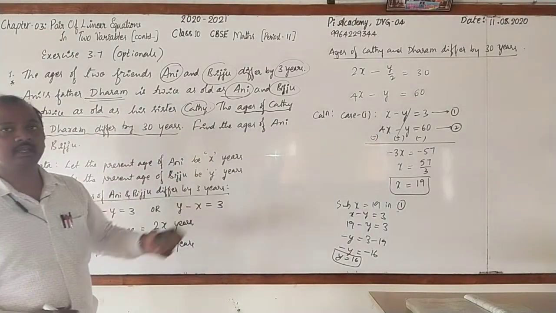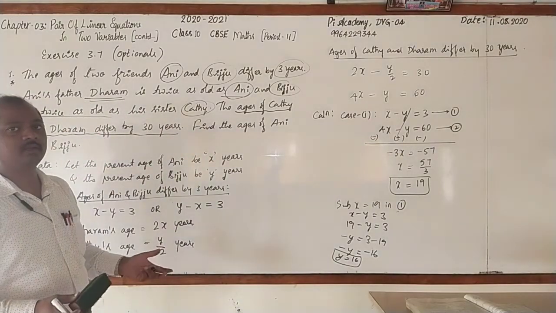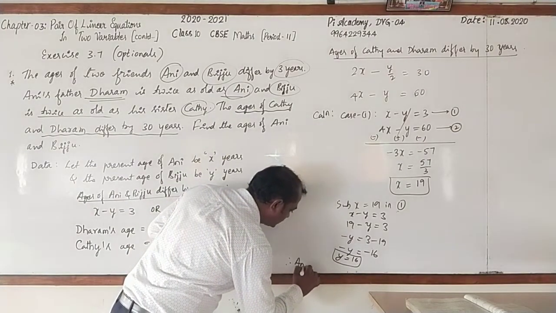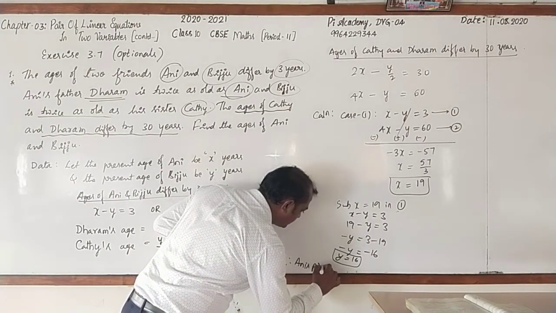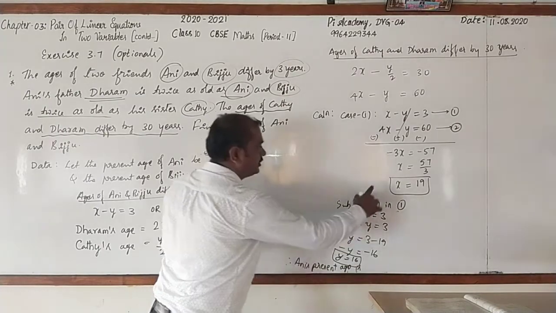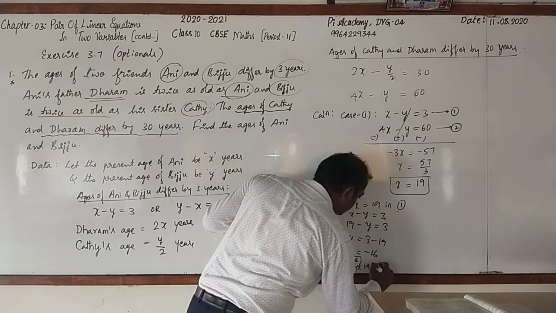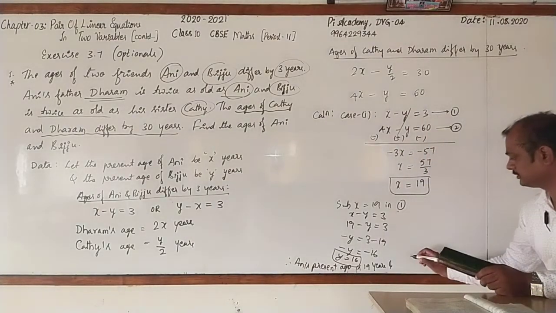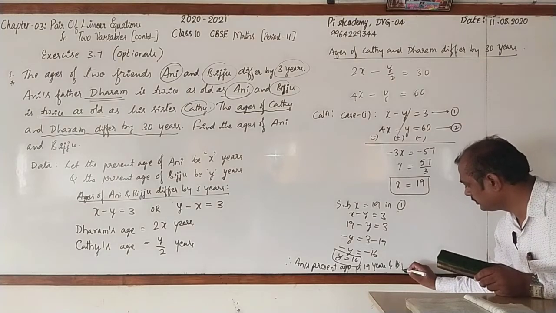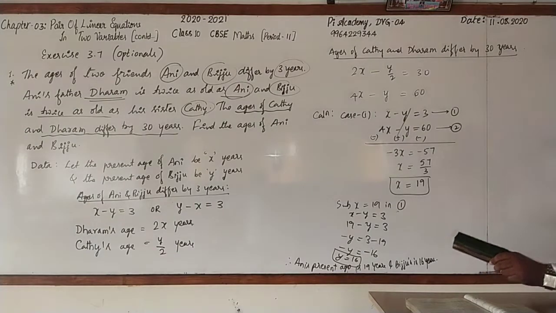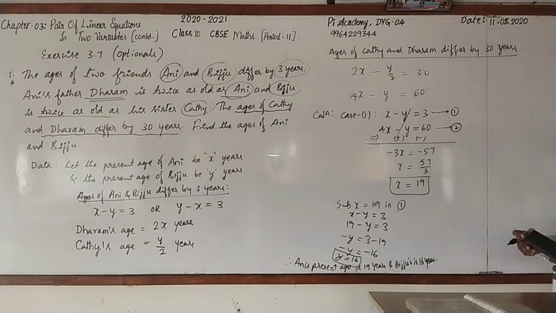What does x indicate? Ani's age. y indicates Biju's age. So here I write, therefore, Ani's present age is 19 years and Biju's age is 16 years. Clear? Okay, we have one more case.